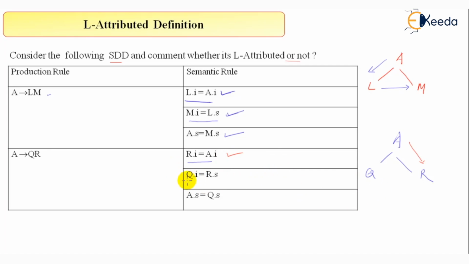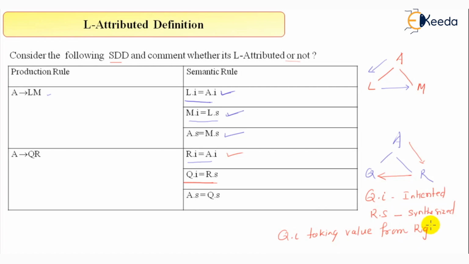Now Q dot I is an inherited attribute, taking the value from what? R dot S, which is a synthesized attribute. And moreover, this Q value is taking the value from the right sibling. Where is it taking the value from? The right sibling. So now is it allowed? No, it is not allowed. Till here it was okay, and this is not allowed.